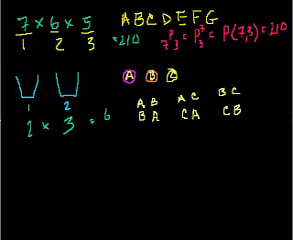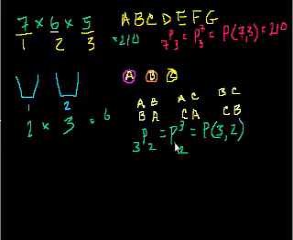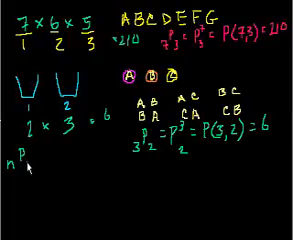Well, this would be, I'll do it in green, because we had three things and we put it into two spaces. So three things into two spaces, and that's the same thing as three things into two spaces, which is equal to three things into two spaces. I'm just showing you the different notations, and we figured out that that was 6. Let's see if we can figure out a general formula if we wanted to evaluate nPk.